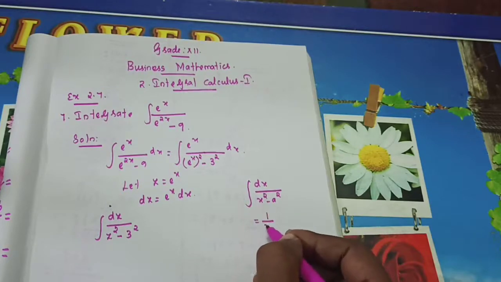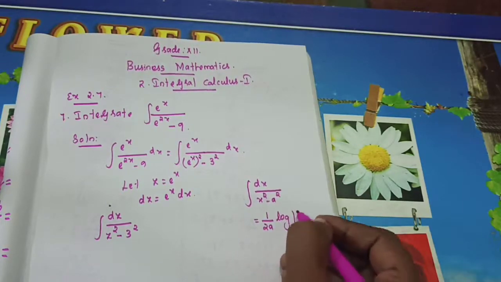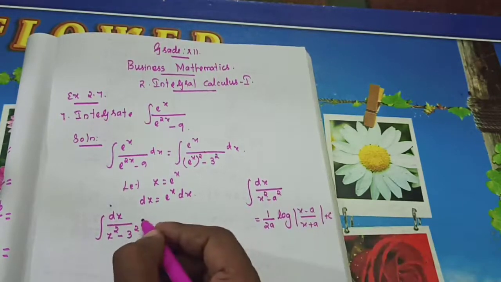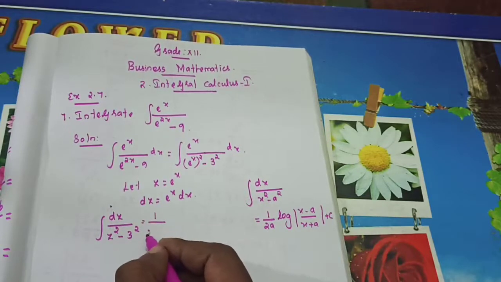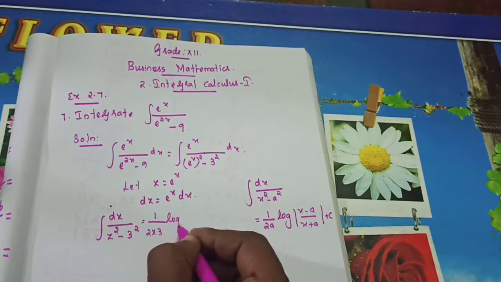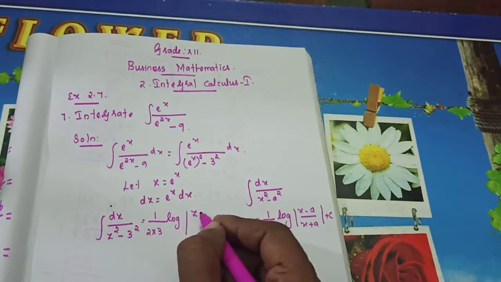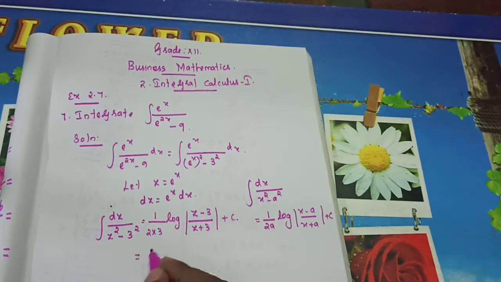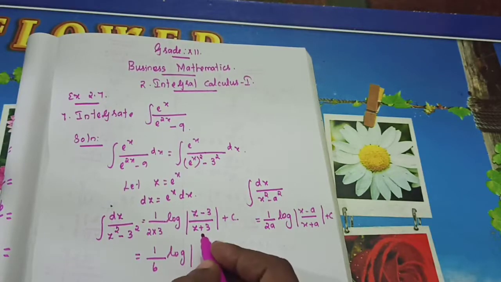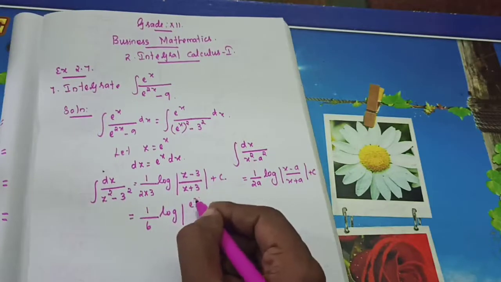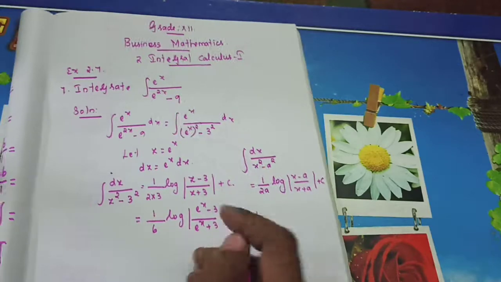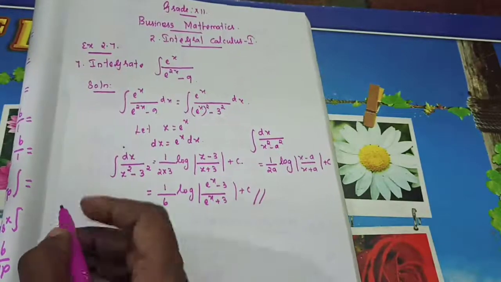Now you can substitute the formula for dx divided by x square minus a square. What's the formula? 1 by 2a into log of modulus of x minus a divided by x plus a, plus c. Substitute here: 1 by 2 into 3, log of modulus of z minus 3 divided by z plus 3, plus c. That's 1 by 6 log of modulus of, substituting the value of z, e power x minus 3 divided by e power x plus 3, plus c. This is the answer. Got it? Very easy. Next problem.